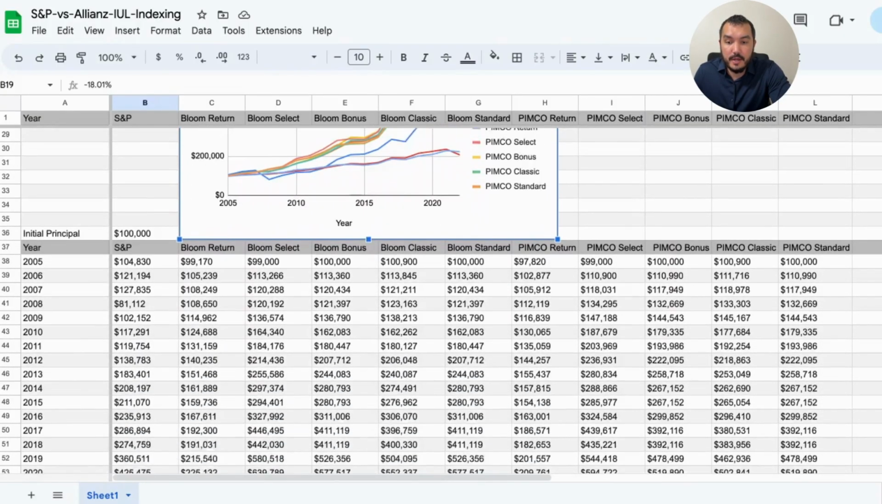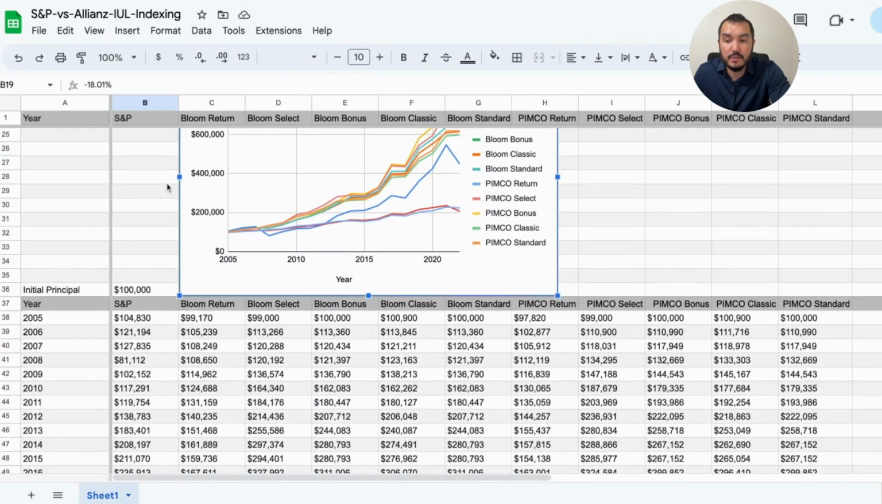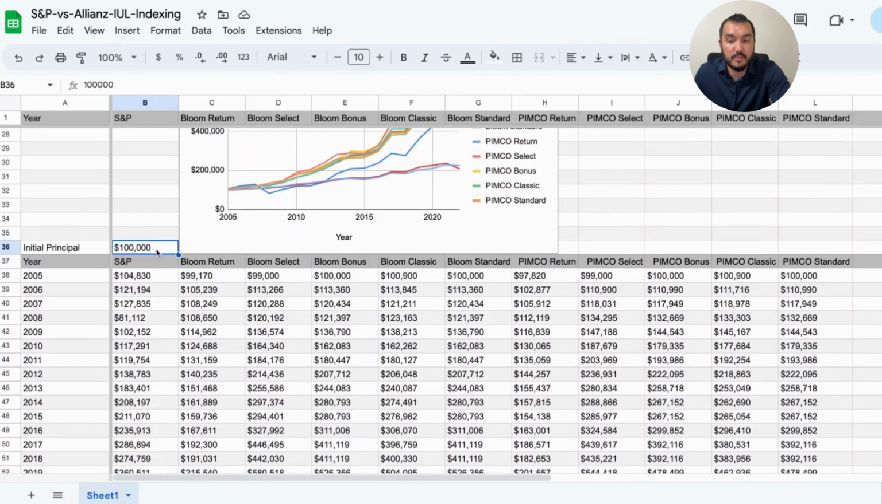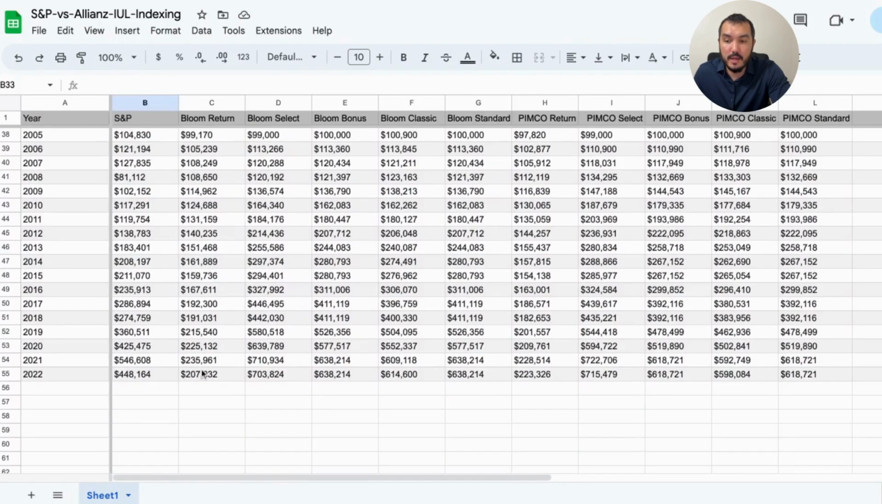So this chart that we're looking at here is driven by this table below, which is using the math of all of these returns above to apply it to this $100,000 initial principal. So based on a $100,000 initial principal, what you can see is the S&P balance at the end of 2022 would be 448,000, versus 703,000 for the Bloomberg Select, almost 704,000, and 715,000 for the PIMCO Select. Past performance is not necessarily going to make for future performance, but this is sort of an indicator of what you might be able to expect.